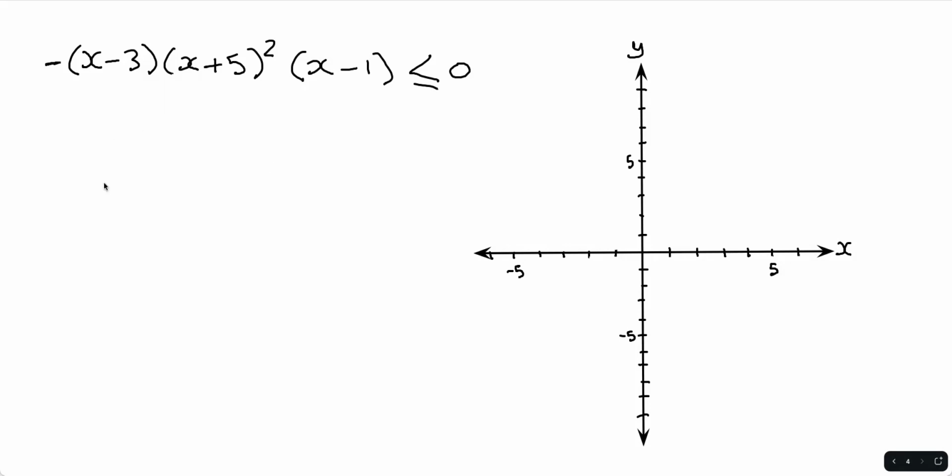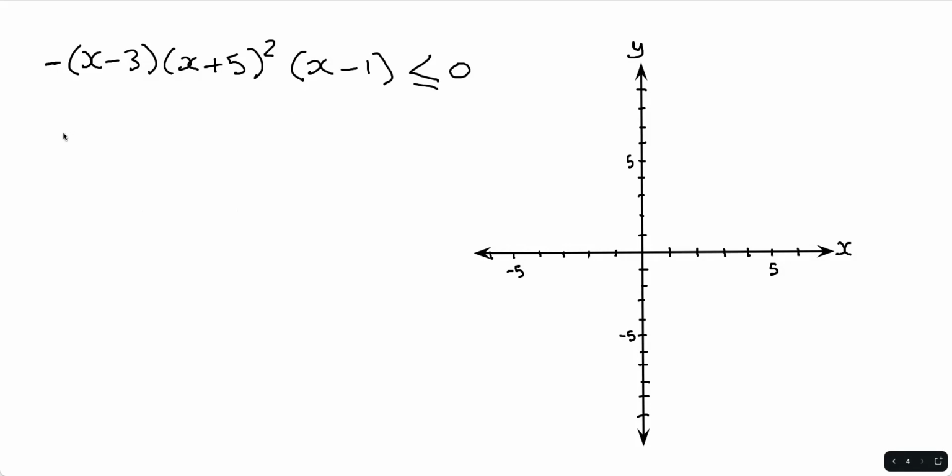So you could do this by just drawing a number line and putting your zeros on the number line and testing in each interval. And you could do that on your own. But a lot of students have a hard time graphing something like this. So I'm going to show you how to do it by graphing this polynomial. So first thing, if we want to graph this, we have to identify our zeros.